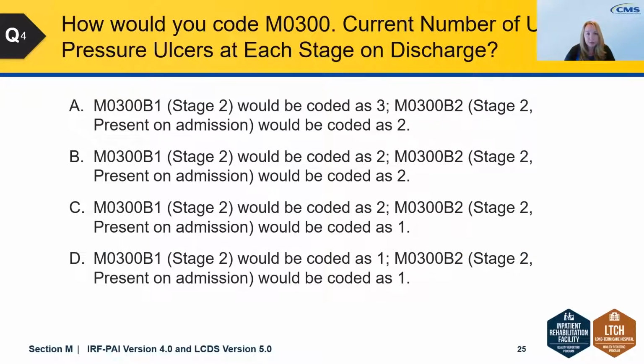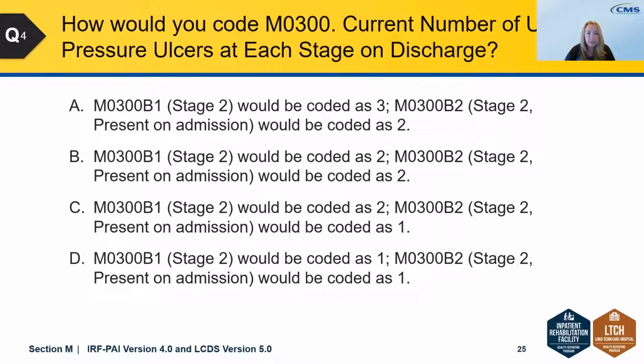Keeping the same scenario in mind, how would you code M0300 on discharge? Would it be A, M0300B1 stage 2 would be coded as 3, and M0300B2 stage 2s present on admission would be coded as 2.